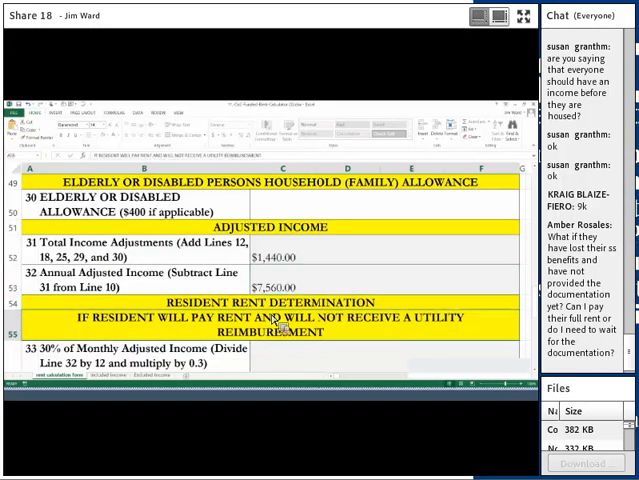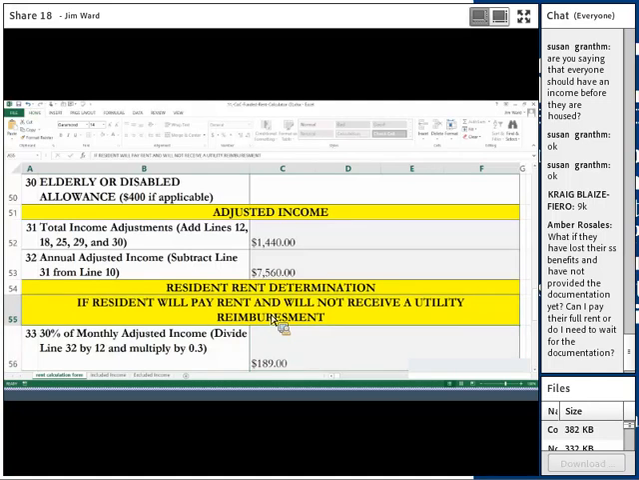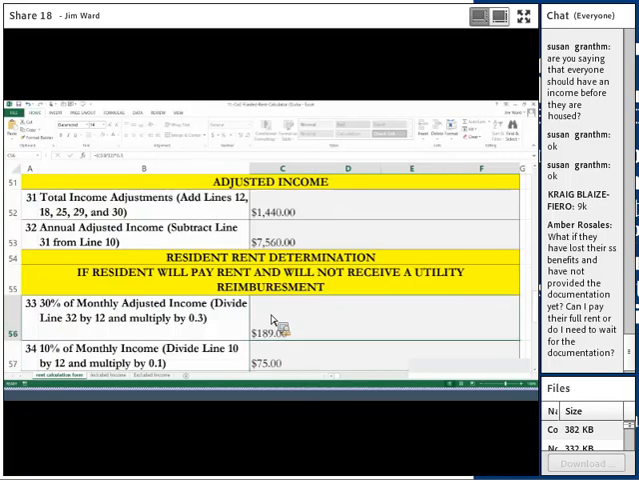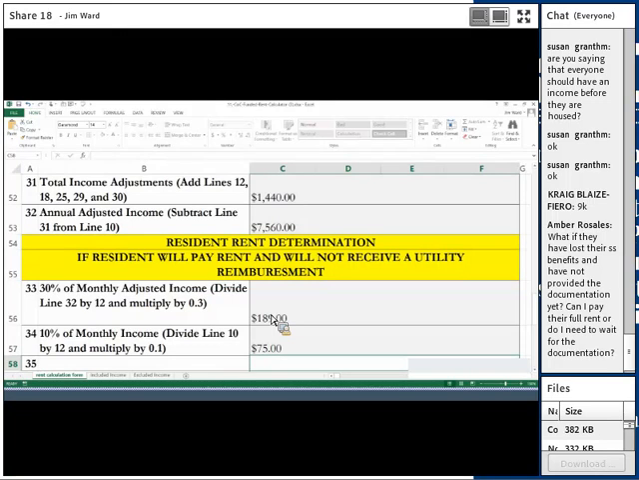The resident rent determination. So if the resident will pay rent and is not responsible for utilities or will not receive a utility reimbursement, they're going to be subject to that 30% of the monthly adjusted income, right? So in this example that would be $189, or the higher of that 10% of monthly income. I mean, you would have to be taking an insane amount of deductions in order for someone's 10% of their gross income to equal more than 30% of their adjusted income. I've never seen a situation where that happens, but in theory it could.